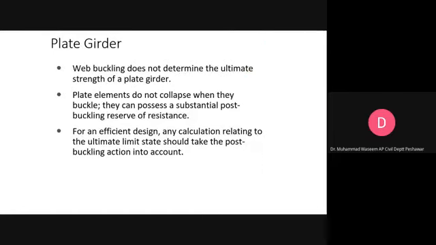Okay, in plate girders, the web buckling does not determine the ultimate strength of the plate girder. Remember, plate elements do not collapse when they buckle. They can possess a substantial post-buckling reserve of resistance. For an efficient design, any calculation related to the ultimate limit state should account for that. So in plate girders, there are two types of strengths.